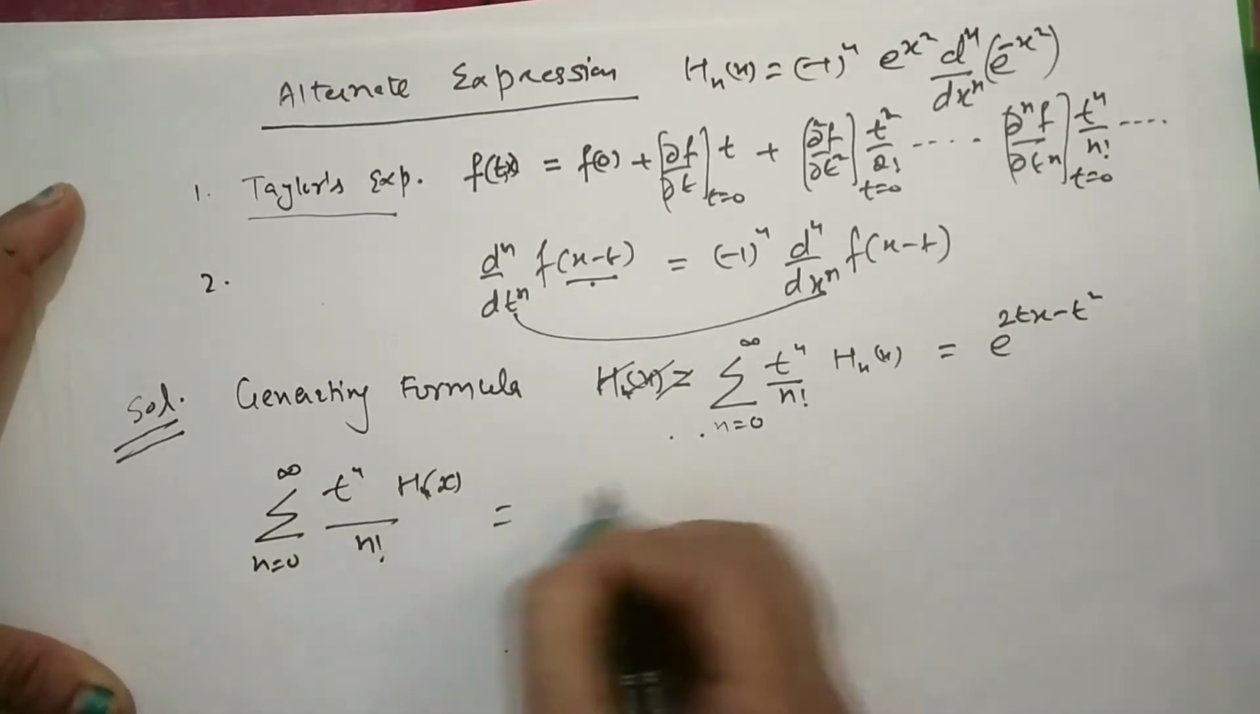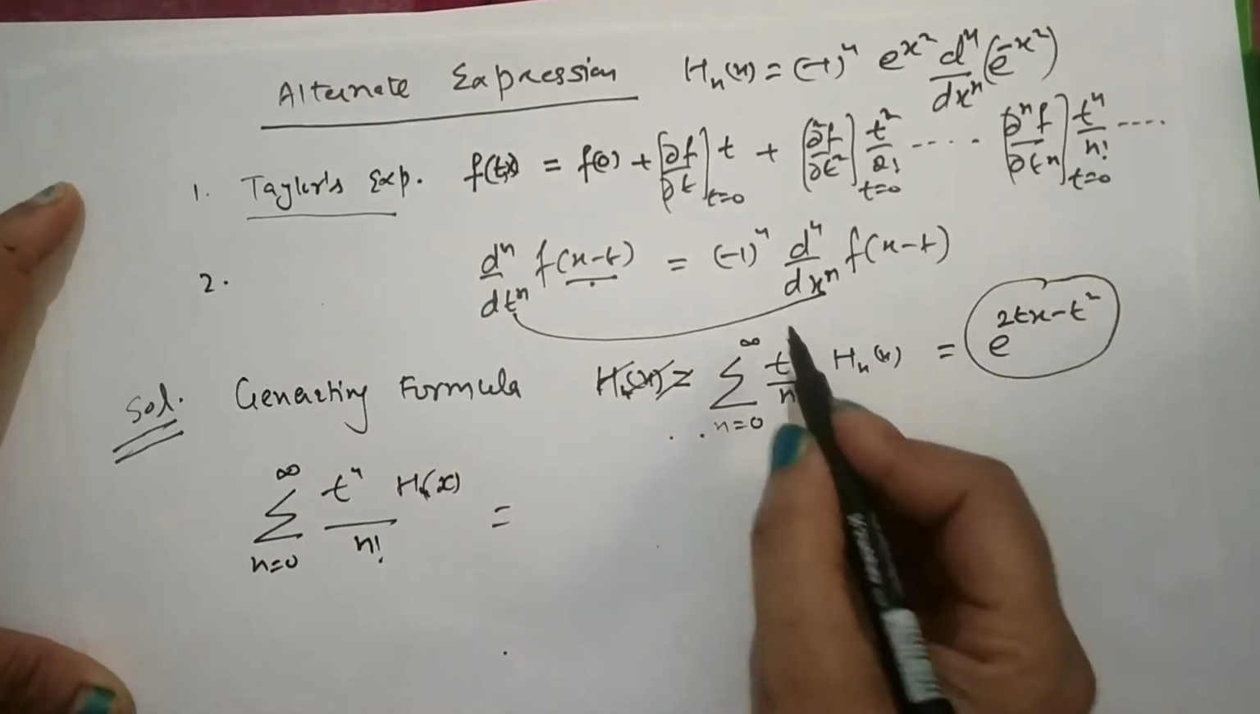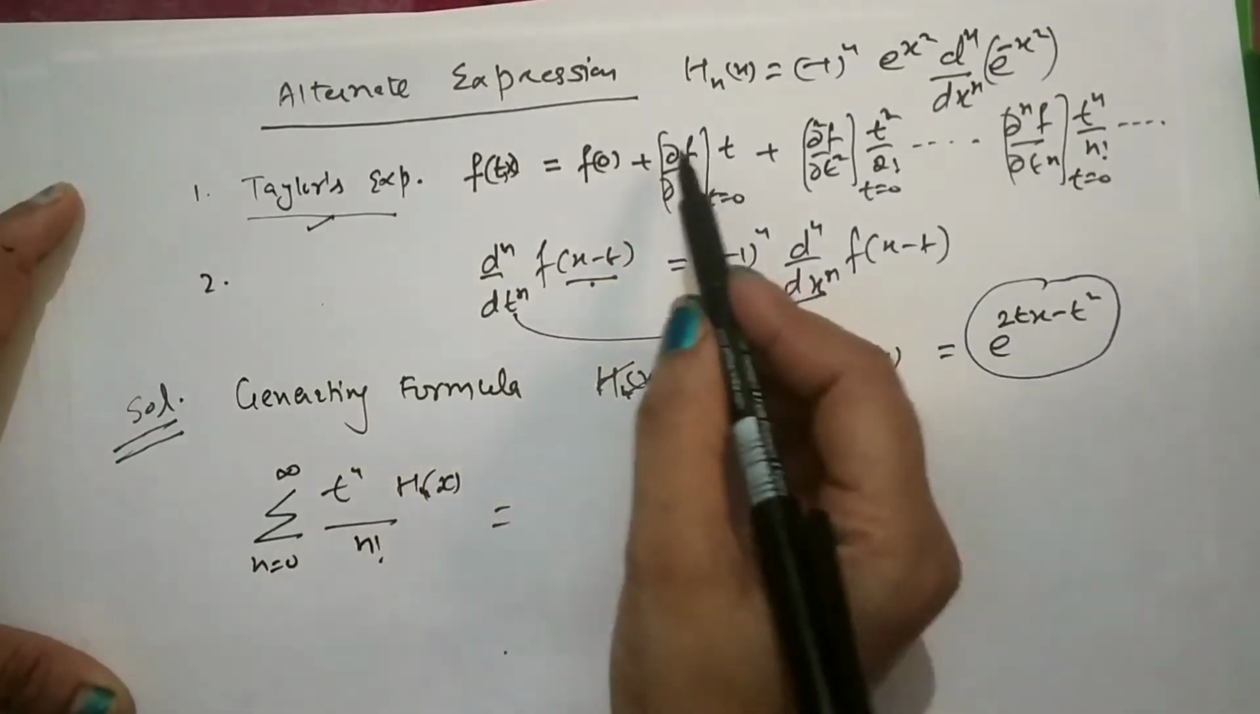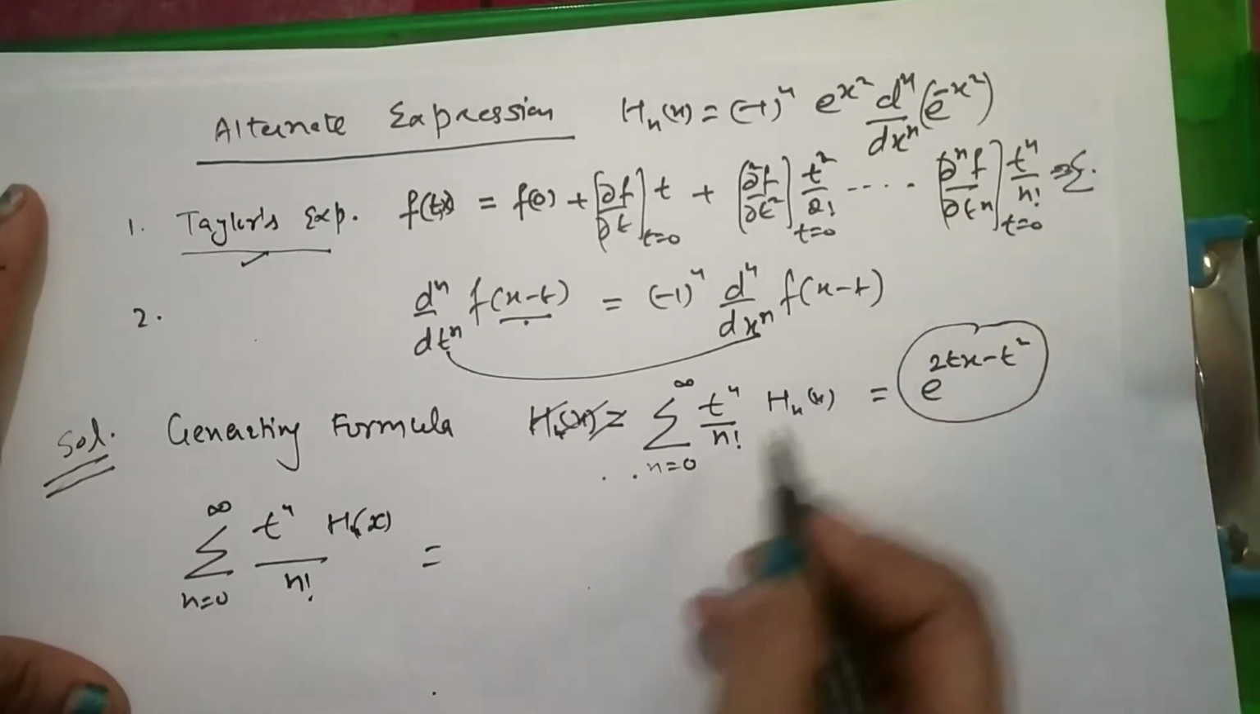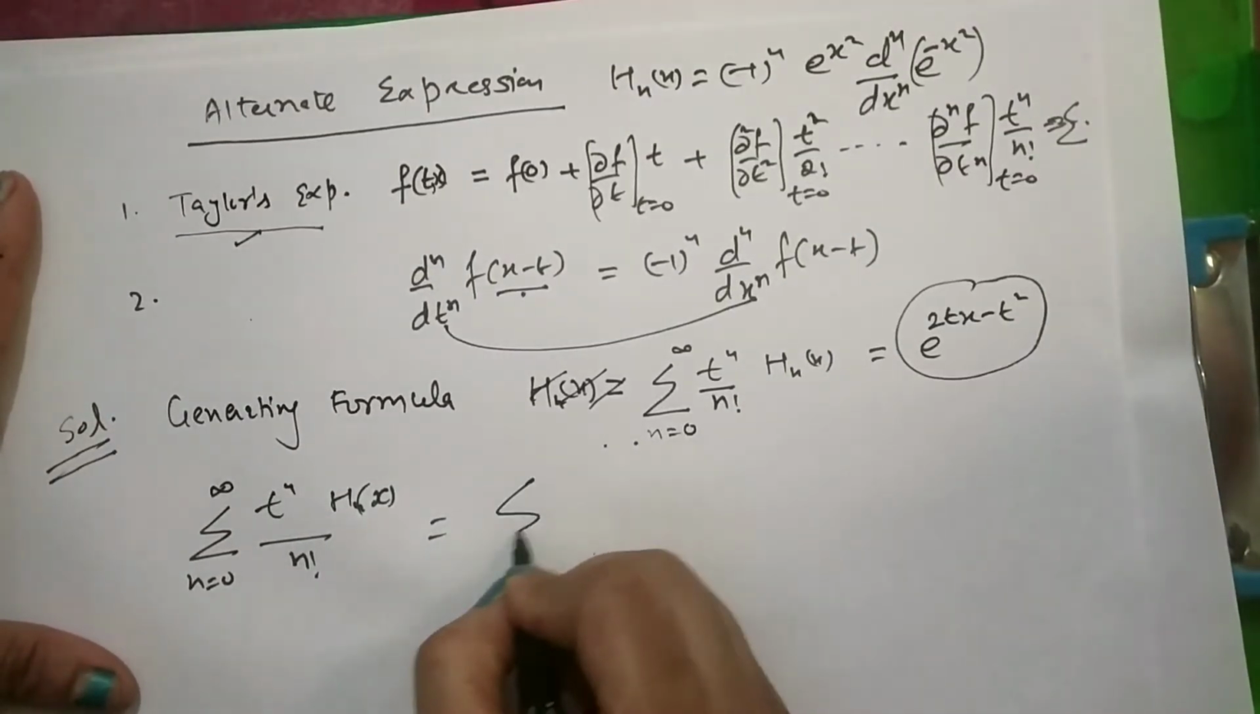And now on the other side, we are going to use the Taylor's expansion. So this is Taylor's expression. It can also be written as the summation. So we are going to write it here like a summation. So it is sigma.